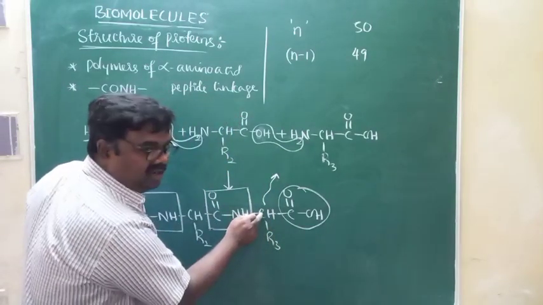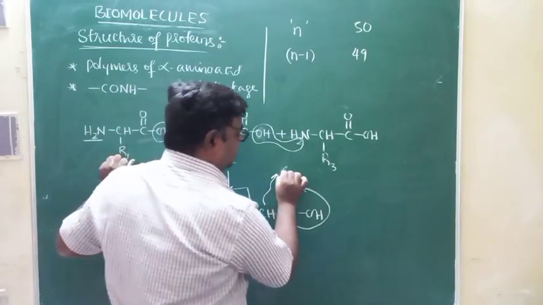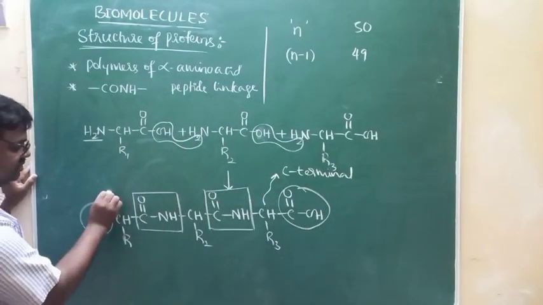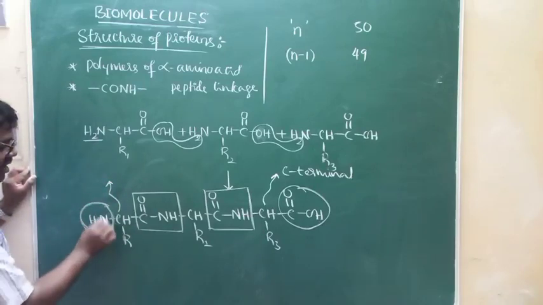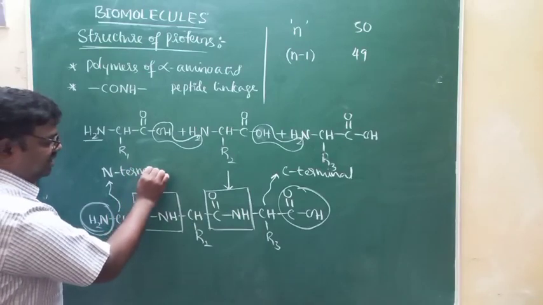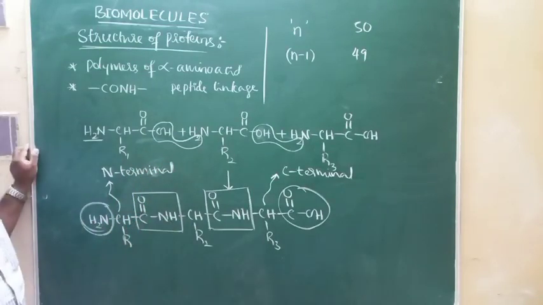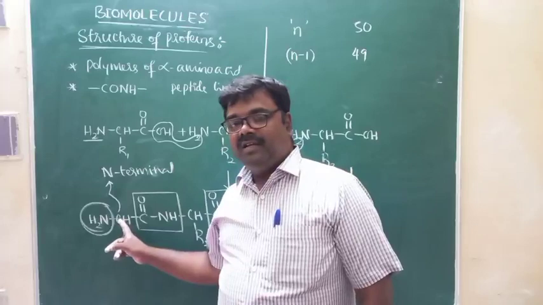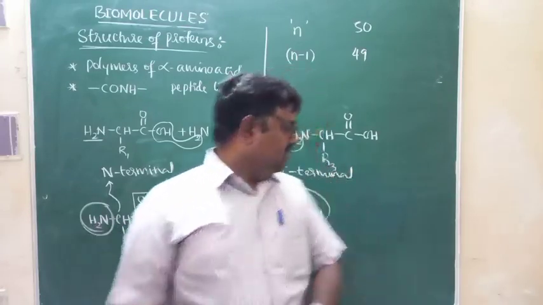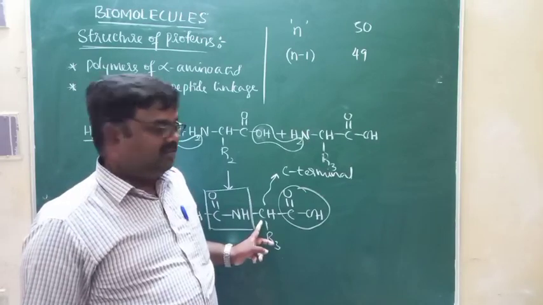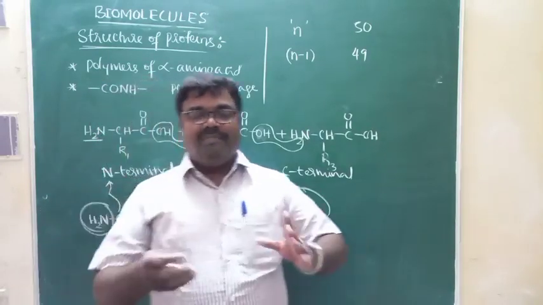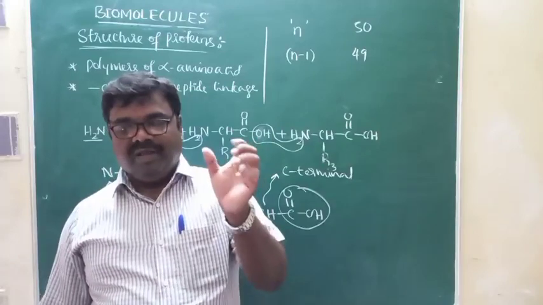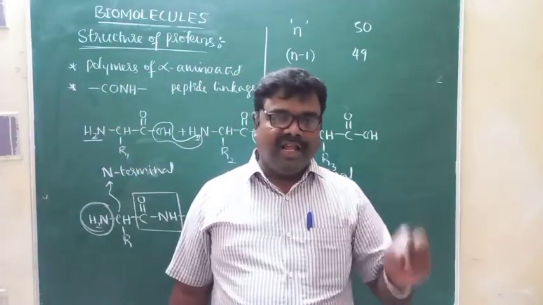This particular terminal carbon atom containing the free carboxyl group is called the C terminal of the peptide chain. Look at this, this particular terminal carbon atom that contains the free amino group is called the N terminal of the peptide chain. A polypeptide chain is characterized by C terminal and N terminal. N terminal is a carbon atom that contains a free amino group. C terminal is a terminal carbon atom that contains a free COOH. You just keep that particular aspect in your mind, because I will make use of it in order to name peptides.